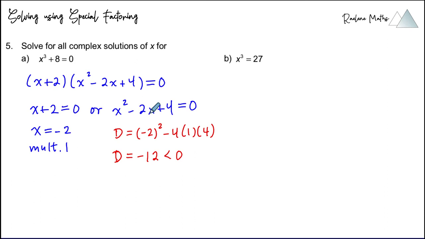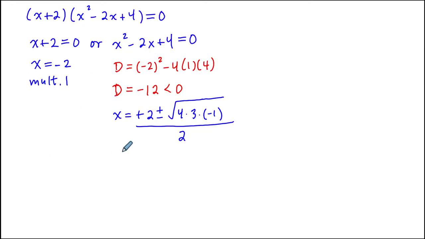And so coming from the second piece, we will have x equals negative b, which is negative negative 2, plus or minus the square root of the discriminant. Now I'm going to make this discriminant negative 12. I'm going to write it as 4 times 3 times negative 1. And then I'm going to divide by 2 times a, and a in this case is 1, so that gives us 2.